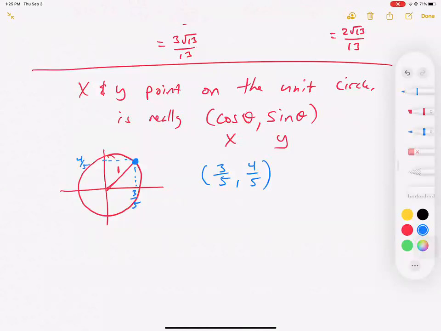But I personally think that is too much work. I think this is too hard. So I'm going to give you another way. The cosine of theta is 3 over 5. The sine of theta is 4 over 5. Now, how are you not going to confuse that? How are you going to know x is always cosine and y is always sine?